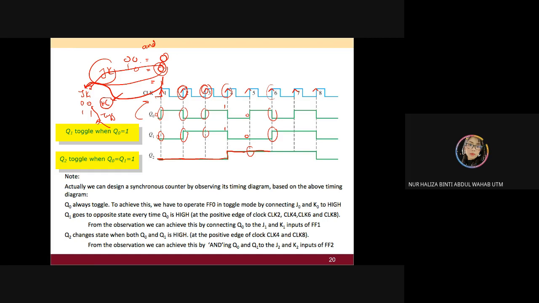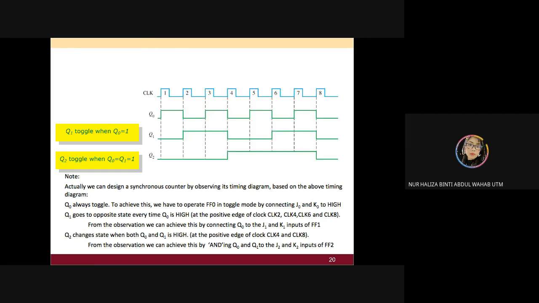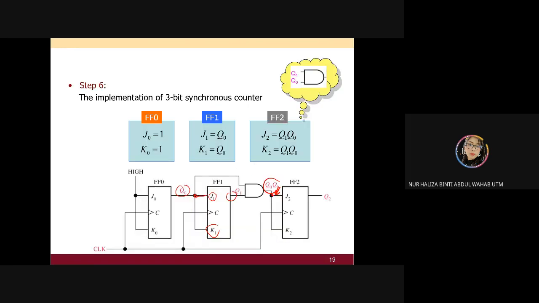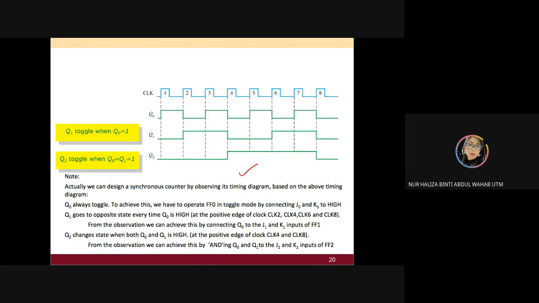For this part also no change. For this part is no change until you meet 1 and 1. 1 and 1, you get AND is 1. Value of JK is 1. It's going to toggle. Let's try to do it one by one, referring to this flip-flop condition of your 3-bit synchronized counter. You're going to get the output of Q2 like this.